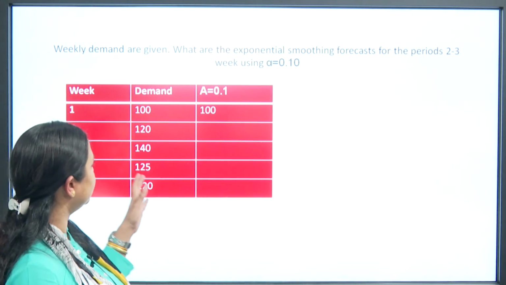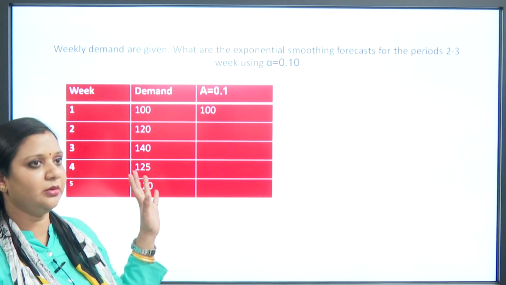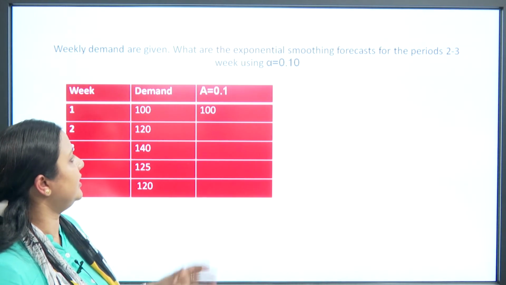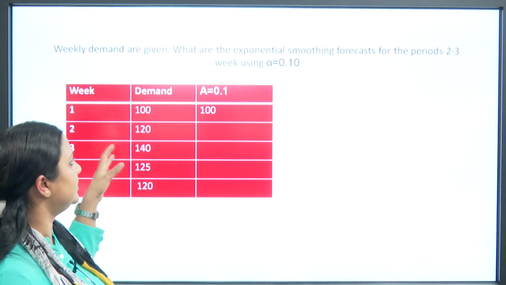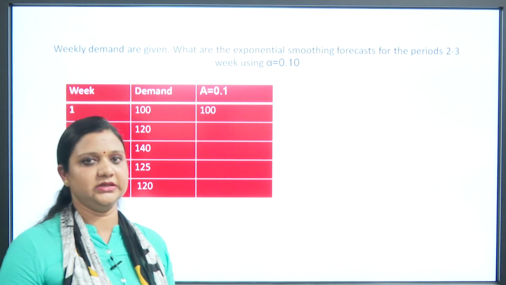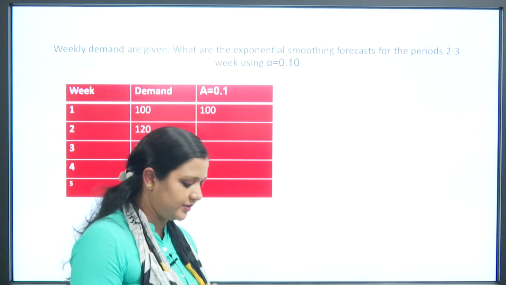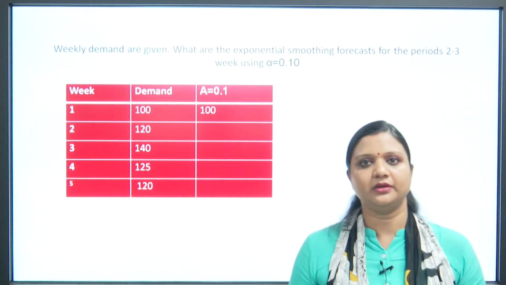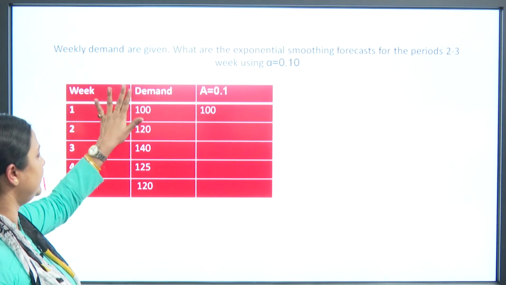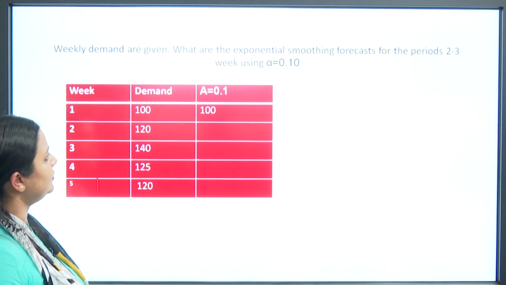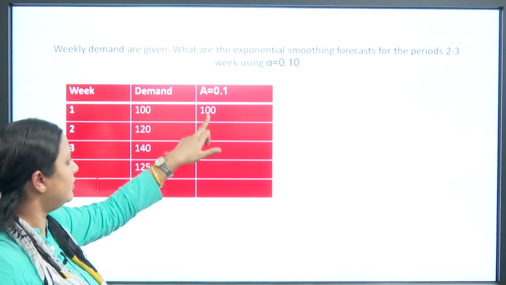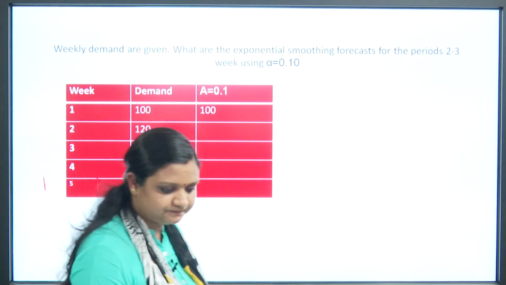And the question, to understand this particular method, is that weekly demands are given. What are the exponential smoothing forecasts for the second and third week using alpha equal to 0.10? 0.1, because we are considering that 1% can be the error. So, the value is 0.10. And the weeks 1, 2, 3, 4, 5 and the demand figures are also given. So, we have to calculate the weekly demand, where the value of one particular period has been given.